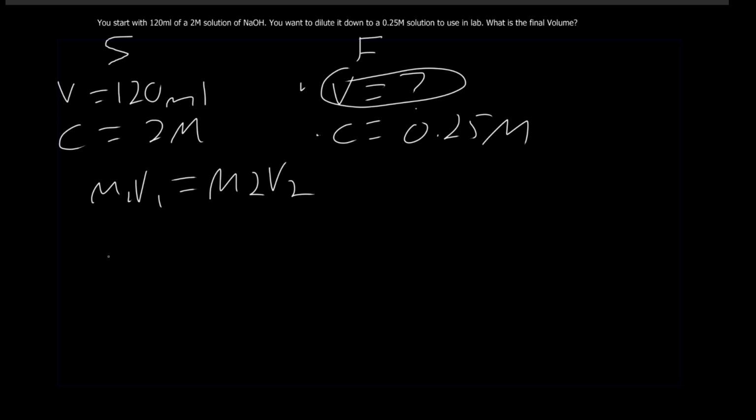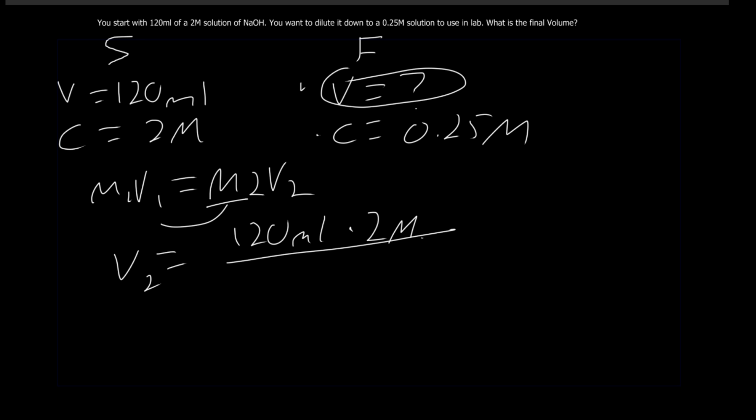So I do a little math, and I set up the equation like this. To save time, I can move the M2 over here. So I have our V2, and that will be equal to 120 milliliters times 2 molar over 0.25 molar. So the first thing I can do is cross out the molar, so all I'm going to be left with is milliliters, which is volume.